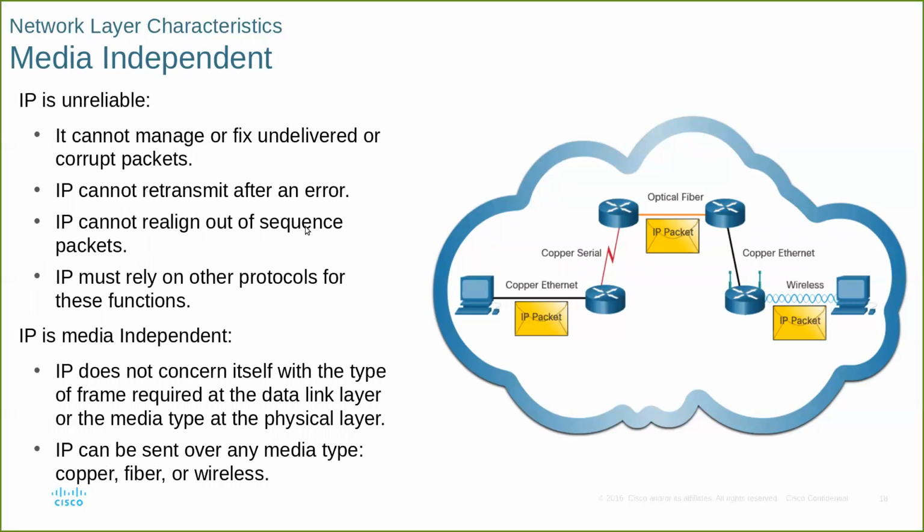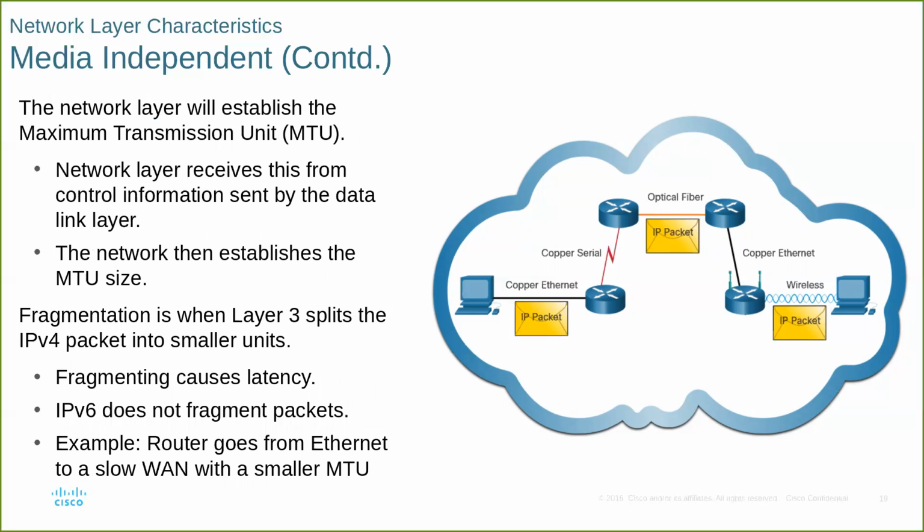Media independent also. IP is unreliable. It cannot manage or fix undelivered or corrupted packets. That means if a packet is corrupt, IP cannot mend that, or fix an undelivered one. IP cannot retransmit if a packet has an error. IP cannot realign out-of-sequence packets. You see all this, what this sequencing means. IP must rely on other protocols for these functions. You can read all these things by yourself.